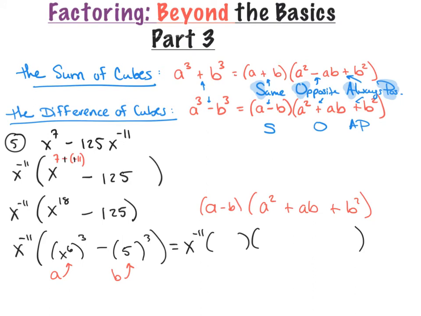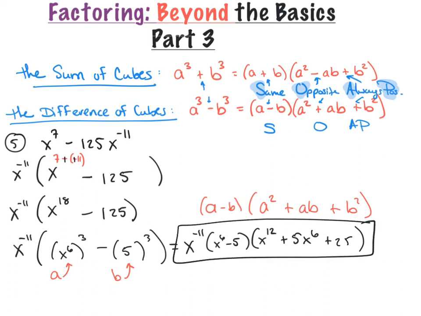So that's going to give us, let's see, a is x to the 6, b is 5. x to the 6 minus 5. Okay. x to the 6, when we square it, is x to the 12. When we multiply the a and the b together, x to the 6 times 5, we get 5x to the 6. And finally, when we square b, when we square 5, we get 25.